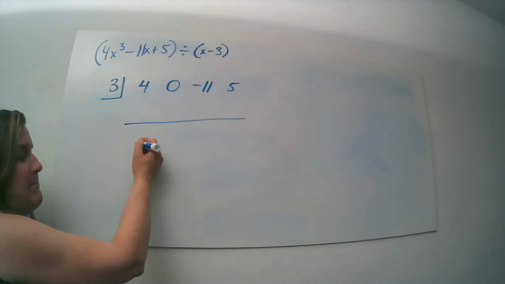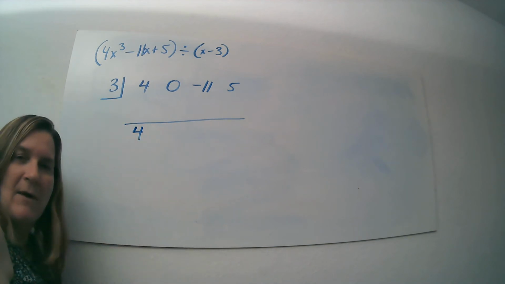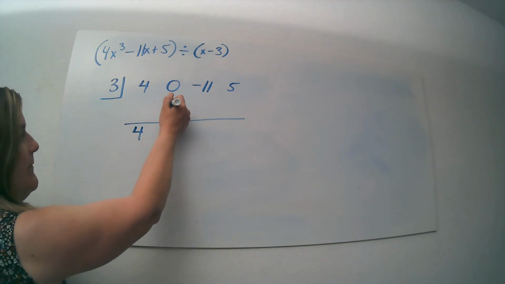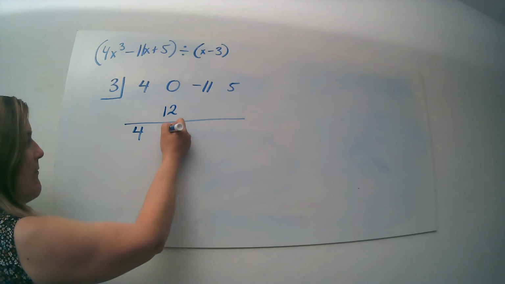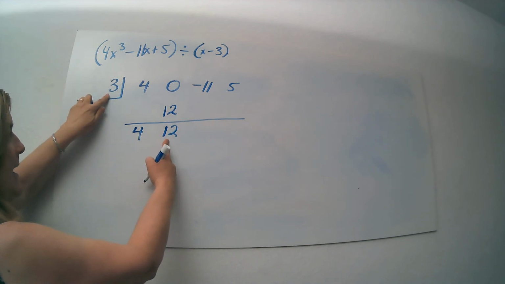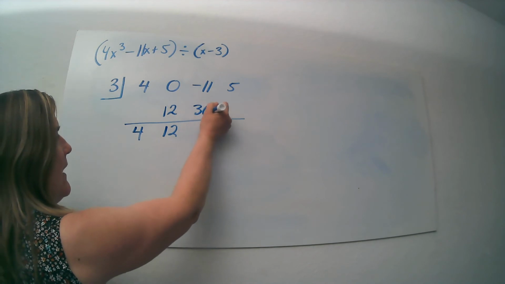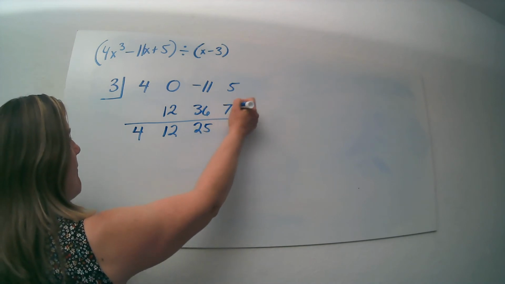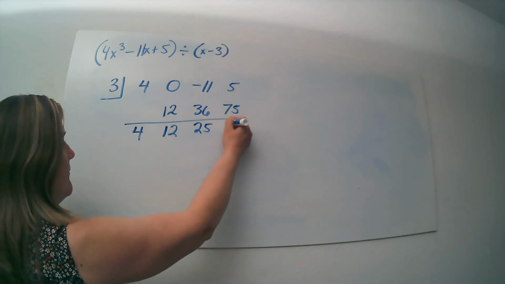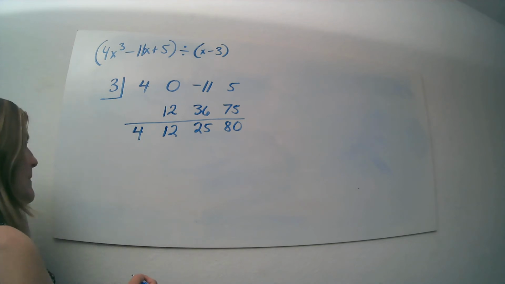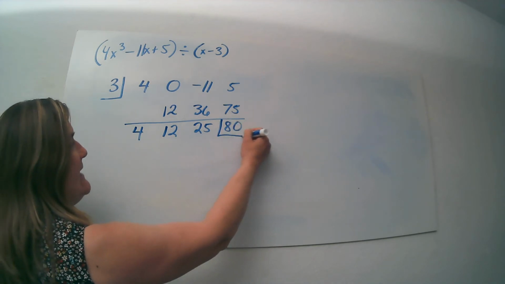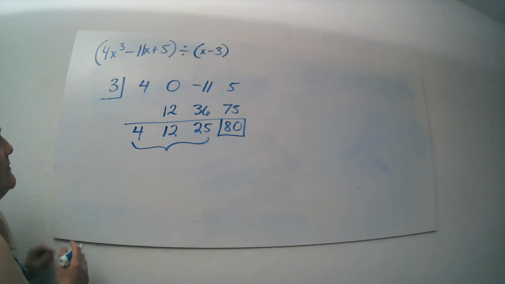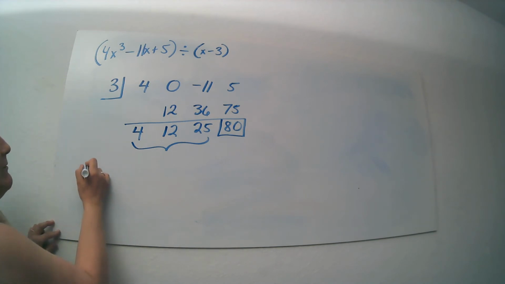Bring down that first number, and now I can proceed with the process. So it's multiply these together, write it down, and add. Multiply, write it down right here, and add. Multiply, and add. So our remainder is 80, and these are the coefficients of the quotient. So we could write it this way. The results could be written this way.